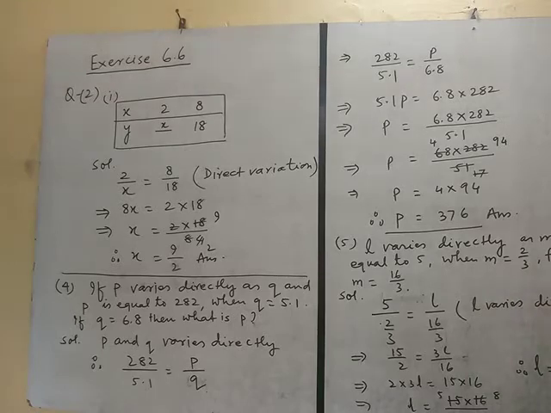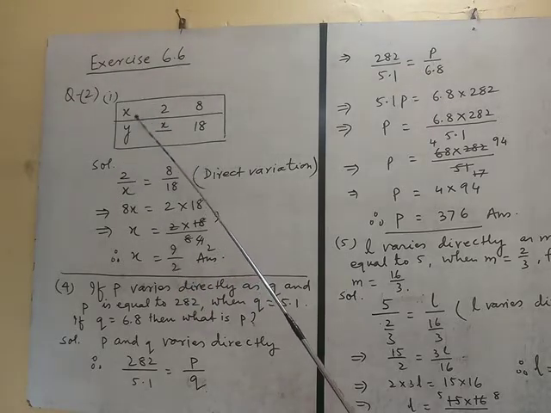This is exercise 6.6, direct variation. Direct variation means if one thing is increased, the other thing will also increase. When one quantity increases, the other also increases. When one quantity decreases, the other also decreases. So this is a question. You have to fill in the gap here.